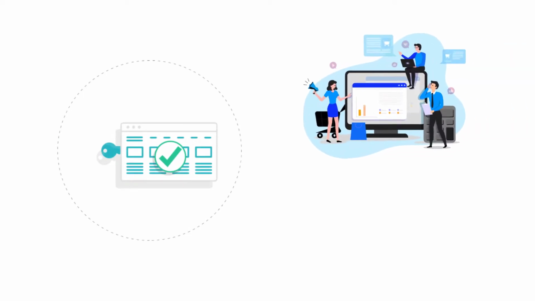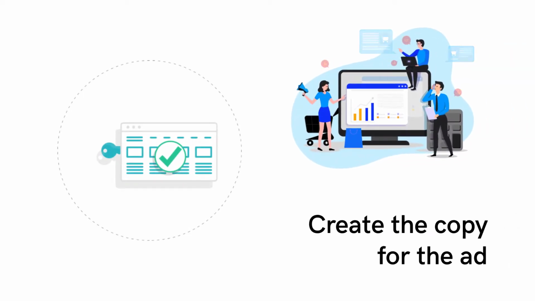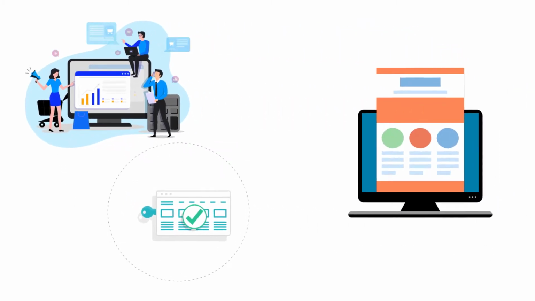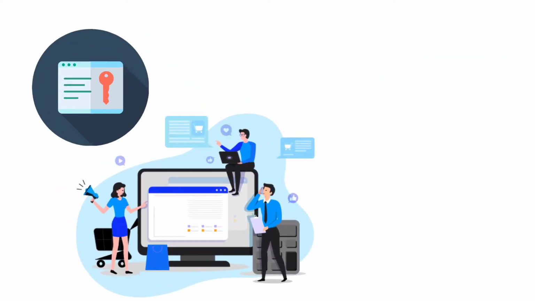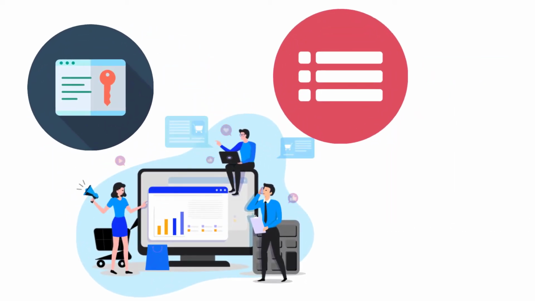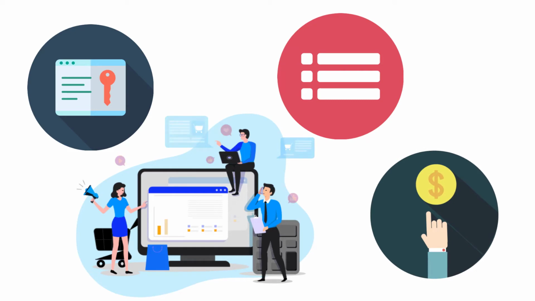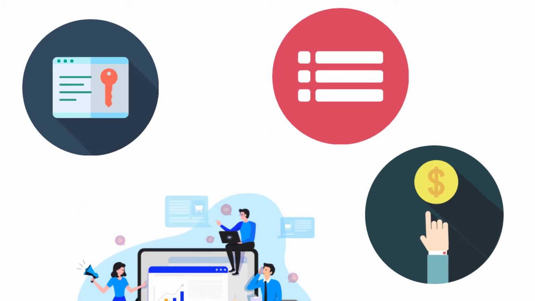There are a few major key roles for the advertiser in order for this to work. You and your team will create the copy for the ad. You will determine where the advert will land, so choose your landing page carefully. Next, you and your team will need to select the keywords or key phrases, as well as the criteria for which you want a certain ad to appear. You can also designate the maximum cost per click that you are willing to spend for a click on your ad. The advertising platform will only operate within this budget.